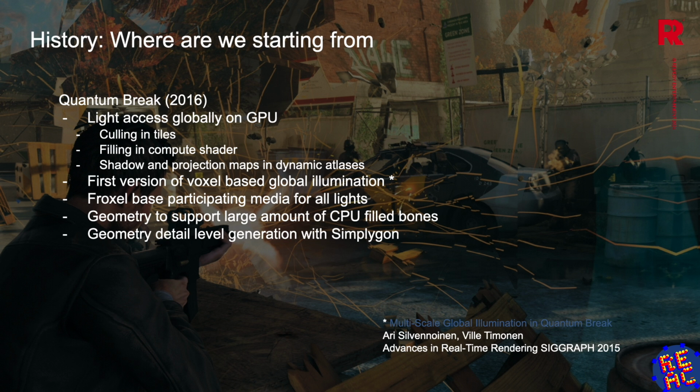In Quantum Break, we put a lot of effort into improving lighting. The original Alan Wake shipped with almost fully dynamic lighting, but in Quantum Break, we invested into making a first version of our voxel-based global illumination system.